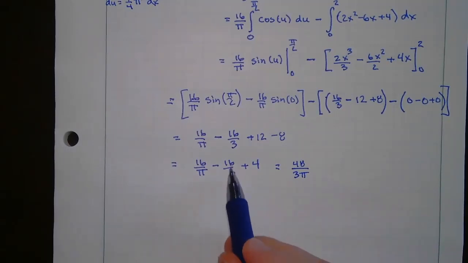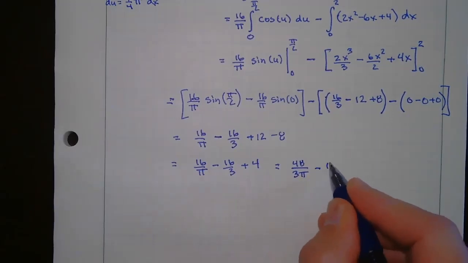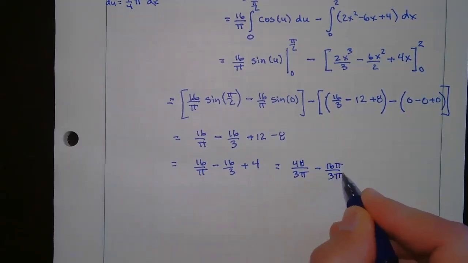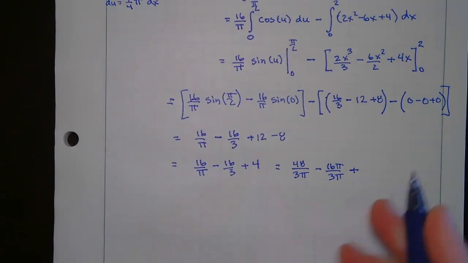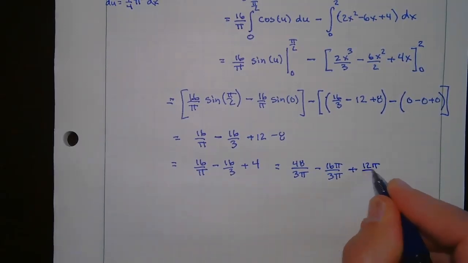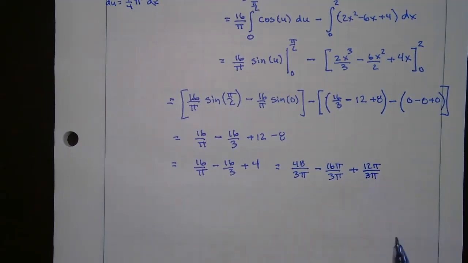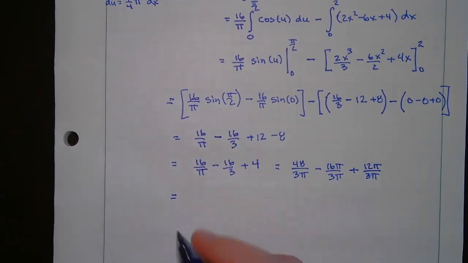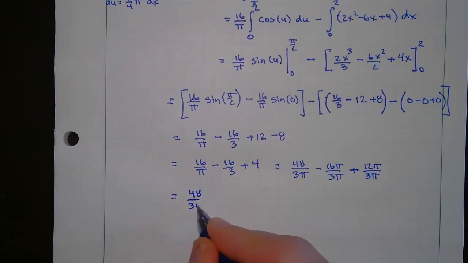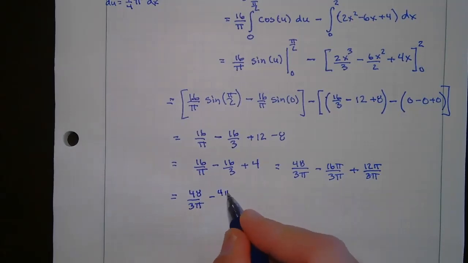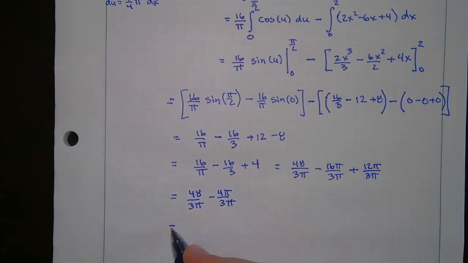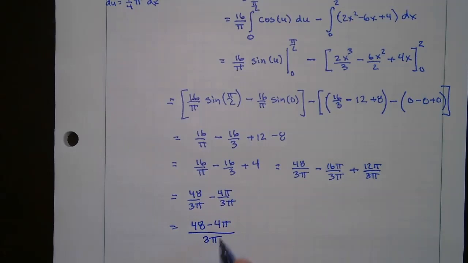This one I need to multiply by pi over pi, right? So this is going to be minus 16 pi over 3 pi. And then plus, and this one I need to multiply by 3 pi over 3 pi. So that'd be plus 12 pi over 3 pi, because that's still 4, right? Okay, so these two I could combine, okay? And so my area would be 48 over 3 pi, and this would be minus 4 pi over 3 pi, which would give us an answer of 48 minus 4 pi all over 3 pi, okay?